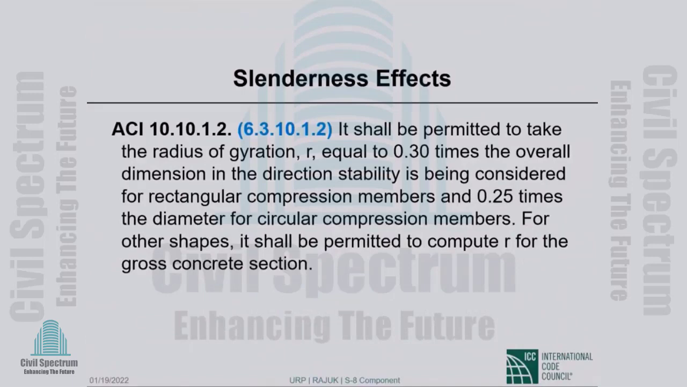Okay, it shall be permitted to take the radius of gyration, KL over R, remember, equal to 0.3 times the overall dimension in the direction stability is being considered, for rectangular compression members, and 0.25 times the diameter for circular compression members. For other shapes, it shall be permitted to compute R. R is simply the square root of I over A based on gross section.